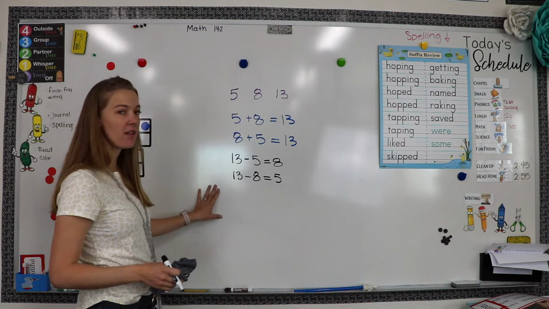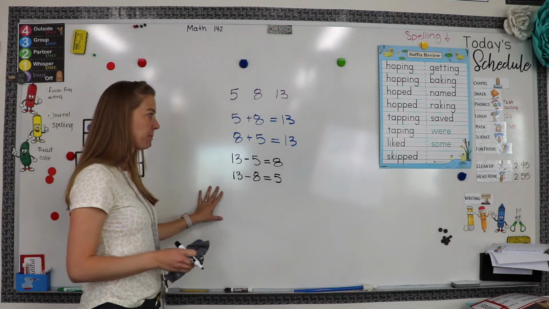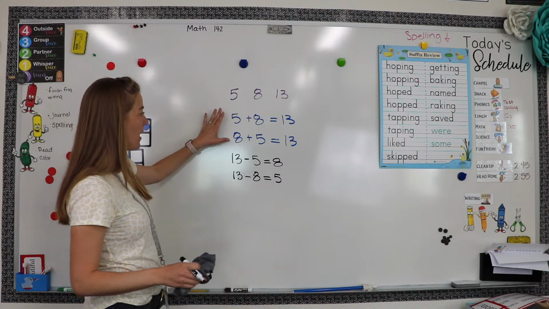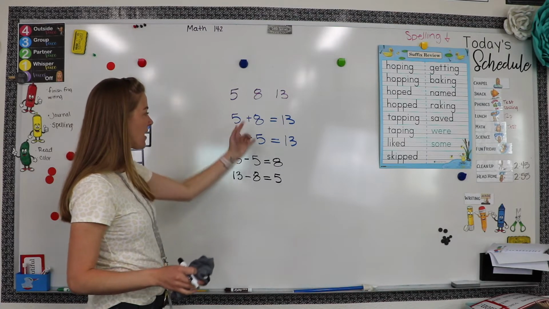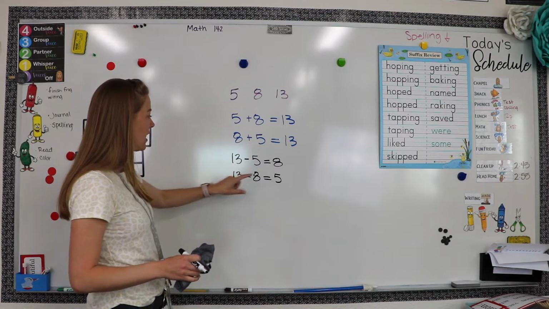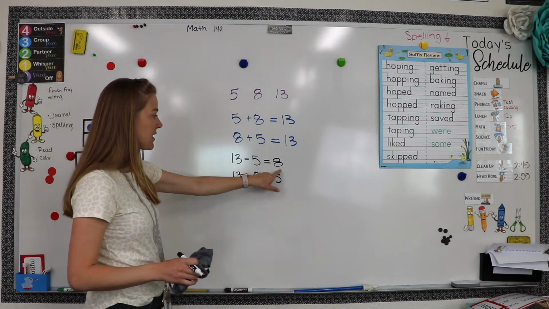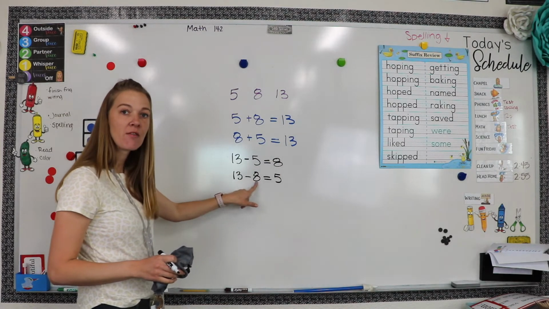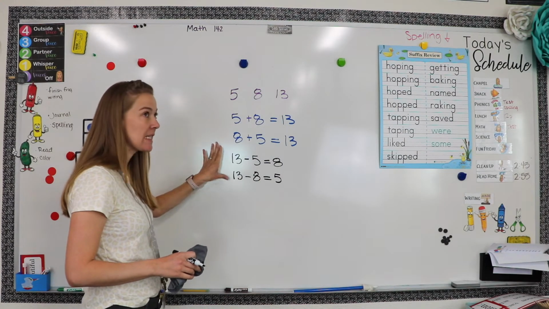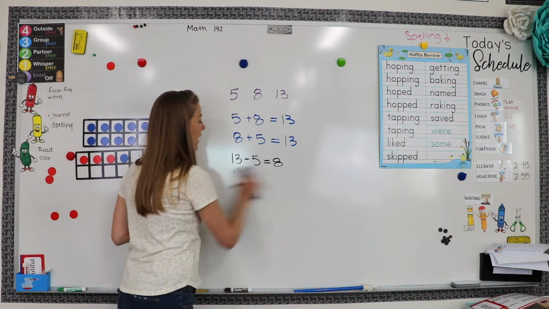Did I use any other numbers? Nope. Okay. So in the addition, you need to switch the addends. In subtraction, you switch the numbers on the sum and what you're subtracting from. Okay, but the big number has to stay at the front. Okay, let's do another one.